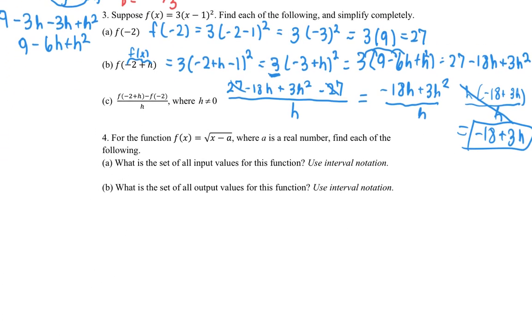Okay, the last one of this page. For the function f of x equals the square root of x minus a, where a is a real number, find each of the following. A is find the set of all input values of this function.